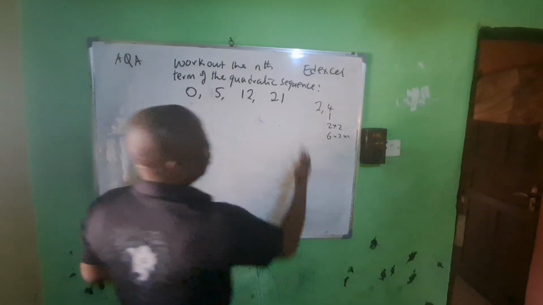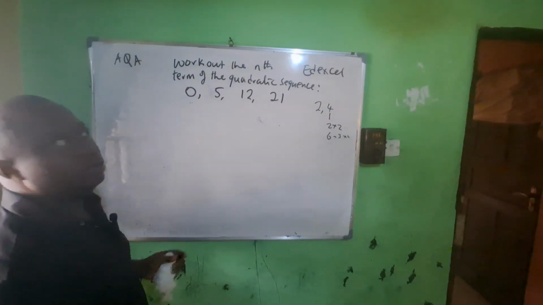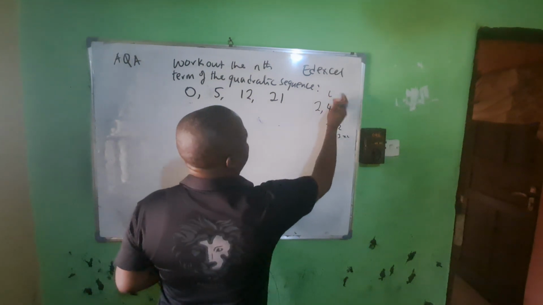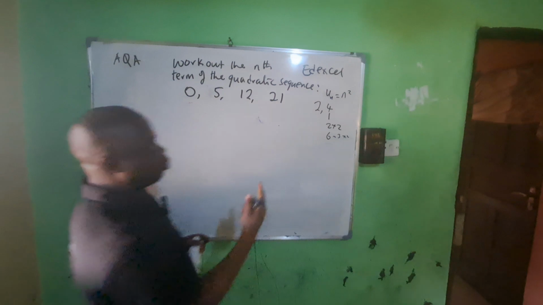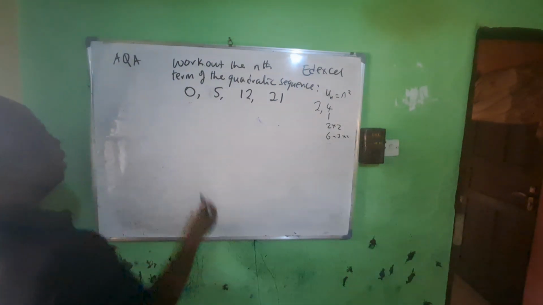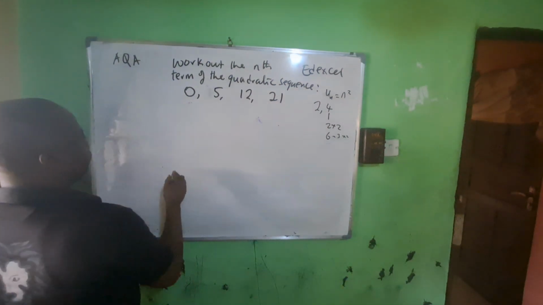Of course, a quadratic sequence is a sequence of the form, the simplest form being un equals n squared. That is 1, 4, 9, 16, and on and on. Now, what do I mean by second difference?